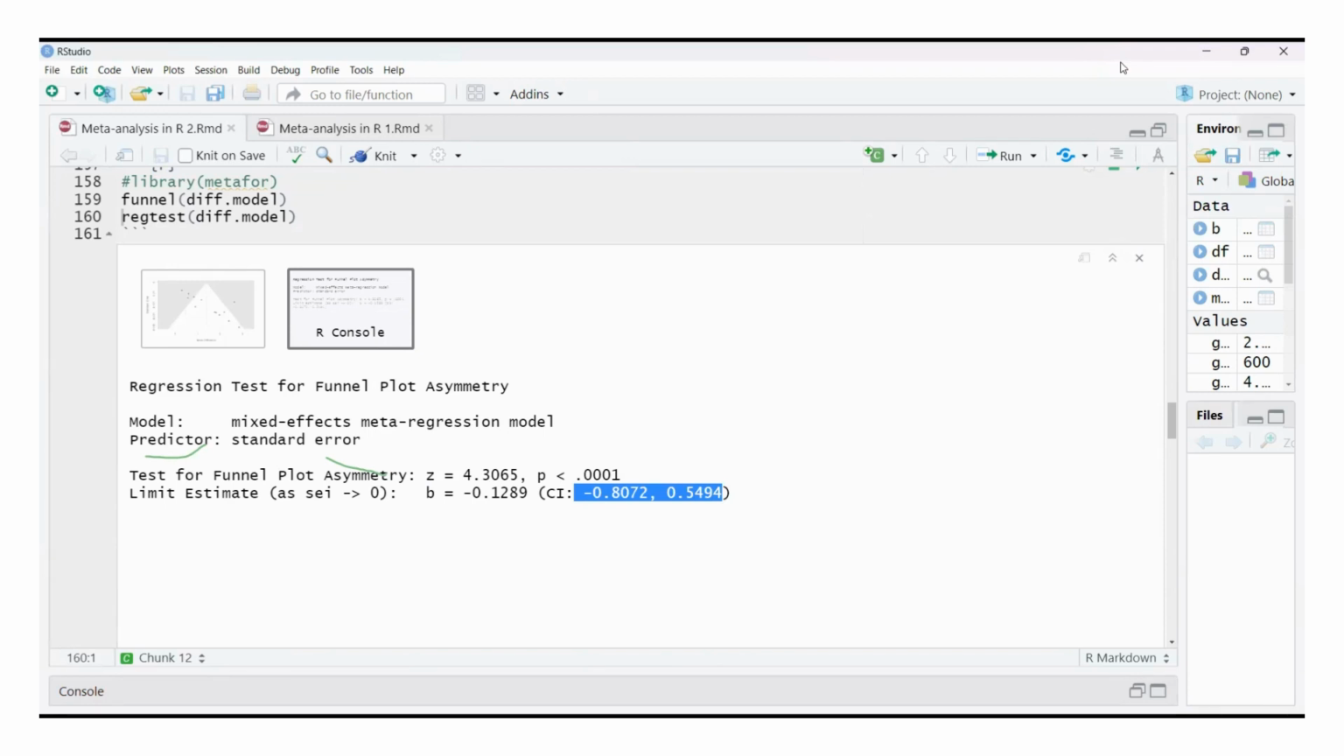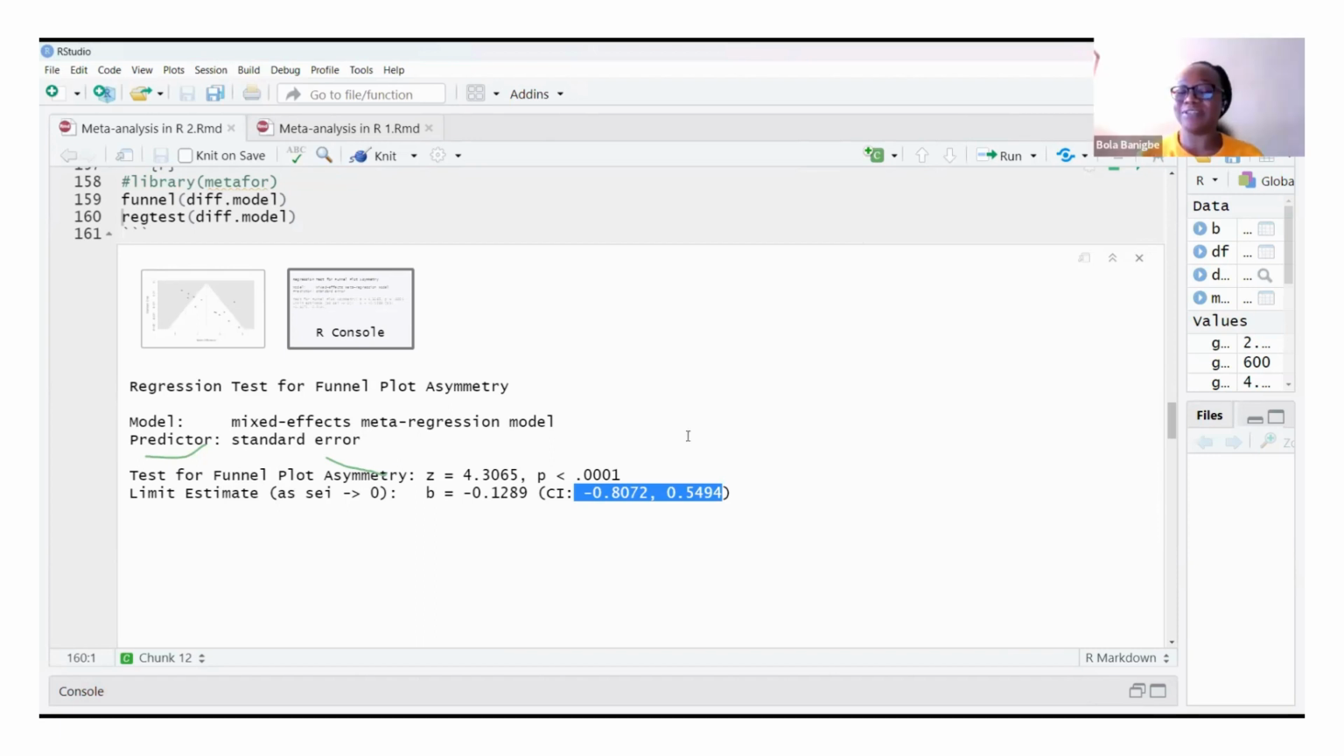You explain that once it contains zero. You said that once it contains zero, then we can conclude that there is bias. Once we run this regression model test and it contains zero, then we can confidently say that there is bias and there's asymmetry in the study.